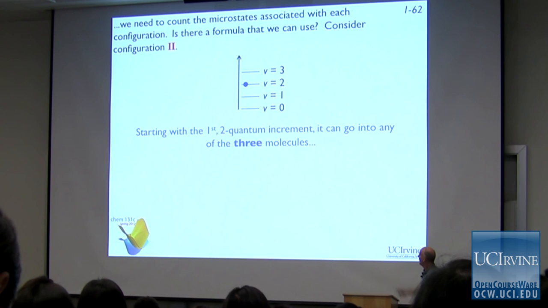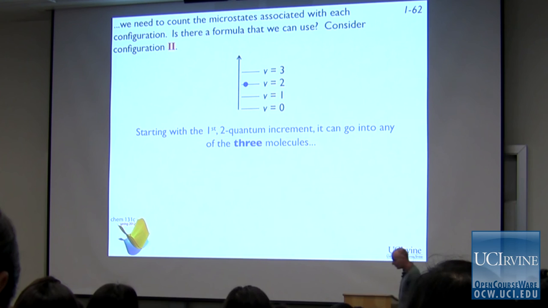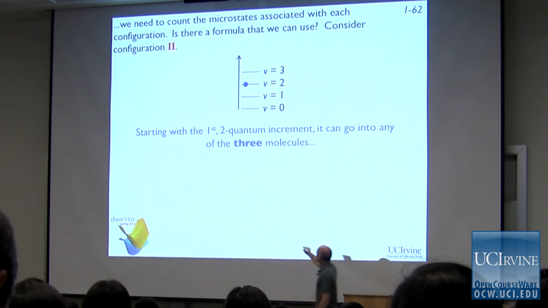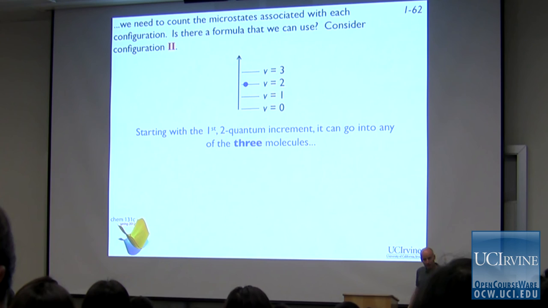Okay, now we need to count the number of microstates associated with each configuration. Is there a formula that we can use? In other words, are we going to have to go through the exercise of making these diagrams when we've got Avogadro's number of molecules? That could be tedious. Right? We need a formula. Can we derive a formula that allows us to figure out something about these microstates?